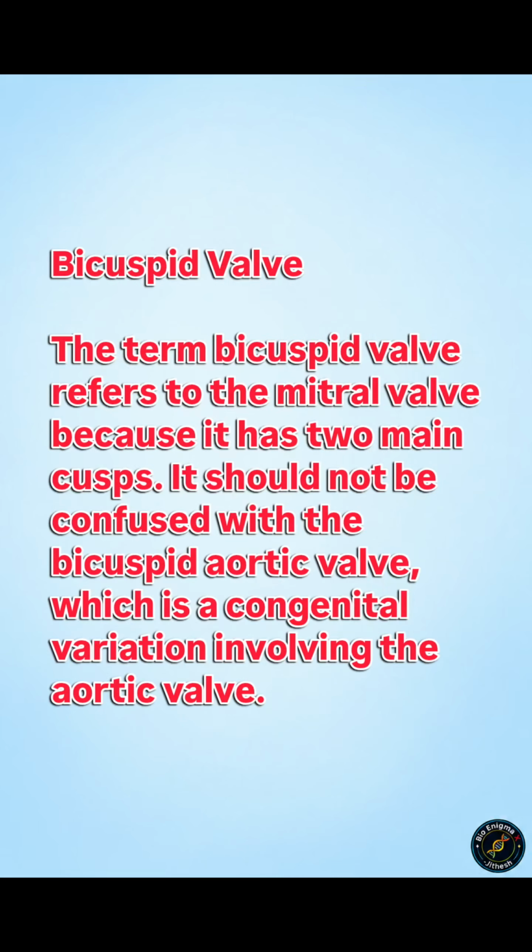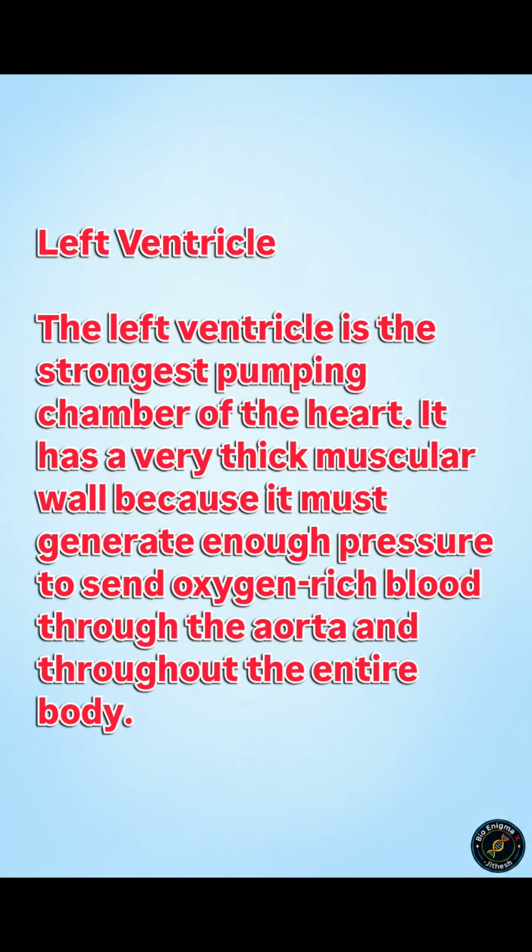Bicuspid valve. The term bicuspid valve refers to the mitral valve because it has 2 main cusps. It should not be confused with the bicuspid aortic valve, which is a congenital variation involving the aortic valve. Left ventricle. The left ventricle is the strongest pumping chamber of the heart. It has a very thick muscular wall because it must generate enough pressure to send oxygen-rich blood through the aorta and throughout the entire body.